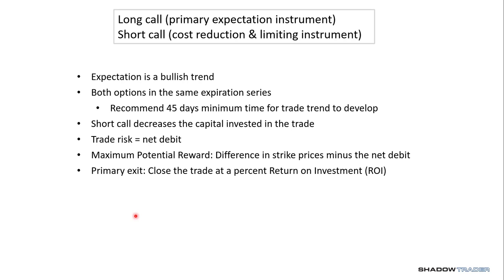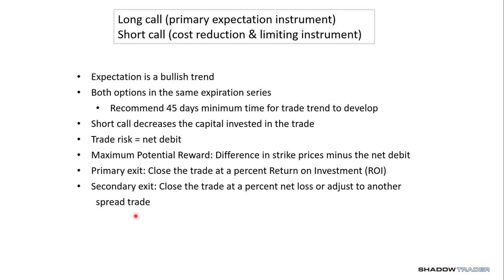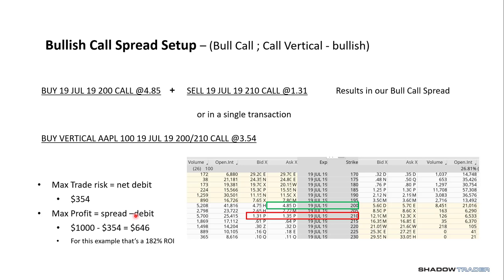Primary exit. Always have a primary and possibly a secondary. Close the trade at a percent return, 25, 30, 50%. Secondary exit, close this at a percent net loss or adjust into another type of spread trade. So here's the basic setup. A bullish call spread, also termed a bull call or a call vertical with a bullish bias.